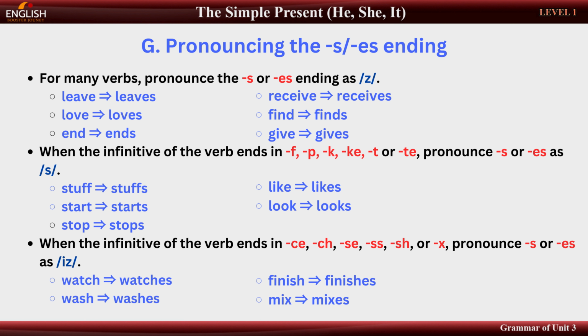When the infinitive of the verb ends in c, e, ch, se, ss, sh, or x, pronounce s or es as iz. Watch, watches. Finish, finishes. Wash, washes. Mix, mixes.